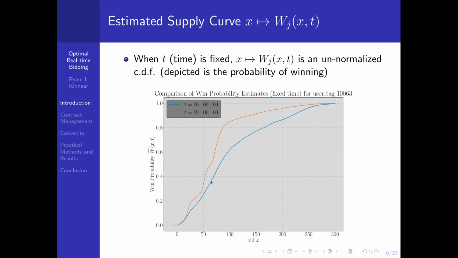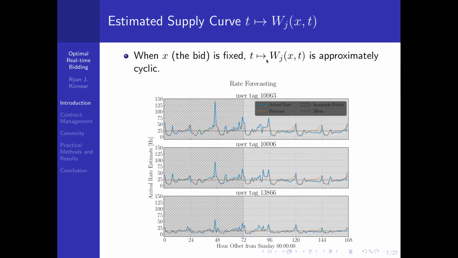To give a picture of this, these are cumulative distribution functions, or supply curves, estimated from real bidding data, with time fixed. Orange is one fixed time, 9 in the morning, and blue is another fixed time, 12 midnight. This has been normalized, but actually I let W be unnormalized because it takes into account the rate at which items are arrive.